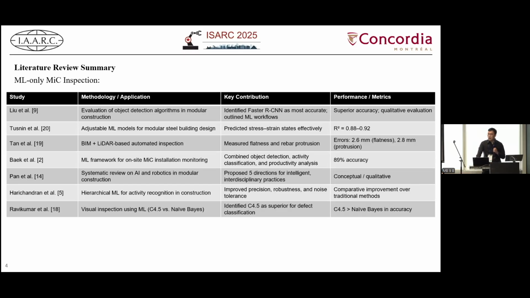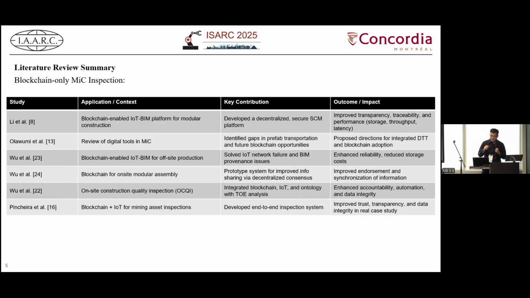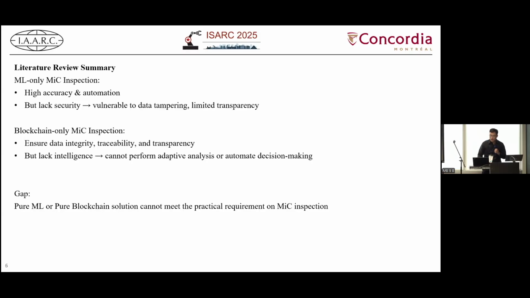Some are related to machine learning, and some are related to blockchain technology. In a summary, the MiC inspection work based on machine learning can provide high accuracy and high automation level. But this method lacks security. This means that the inspection data, including the input and output, are vulnerable to data tampering, and the inspection process has limited transparency and security.